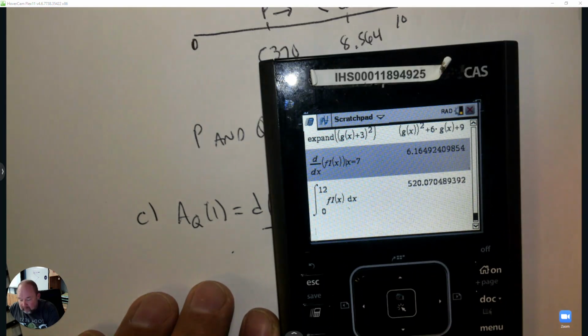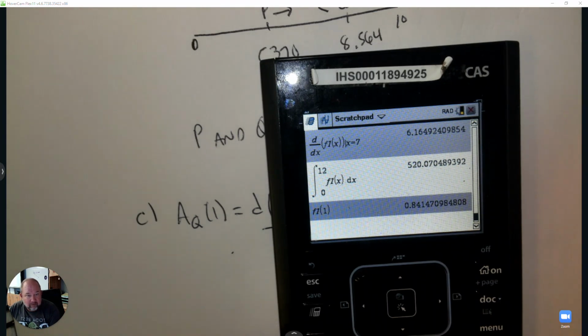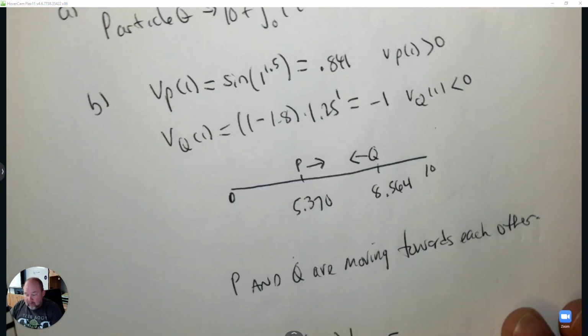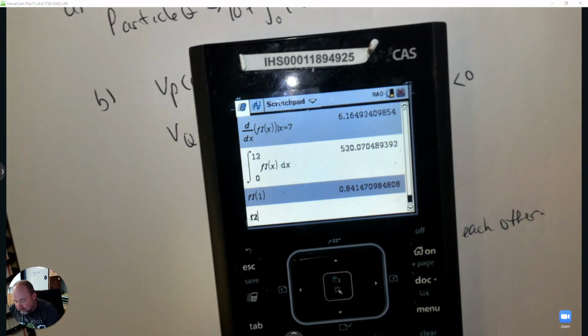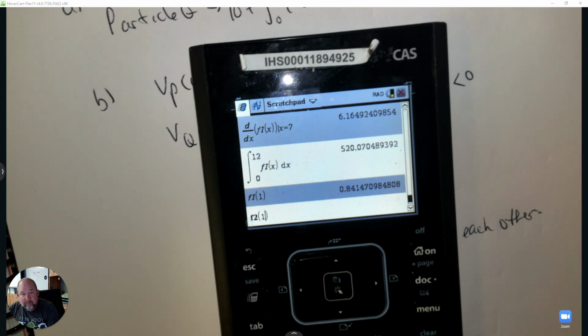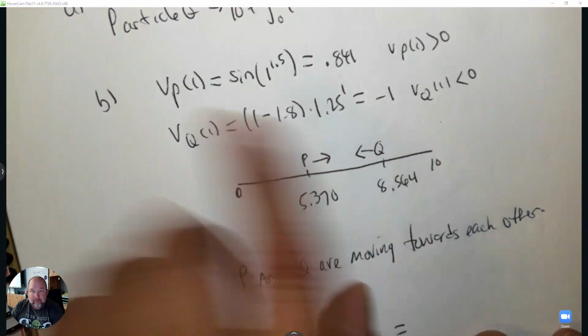So if I want to know what the velocity is, I could just plug in 1 into the first one and say, oh, that velocity is 0.841, right? That's what that one was. Or for the second one, if I want to find the velocity at 2, same thing, right? And you can see the answer is -1. So that would be simple.